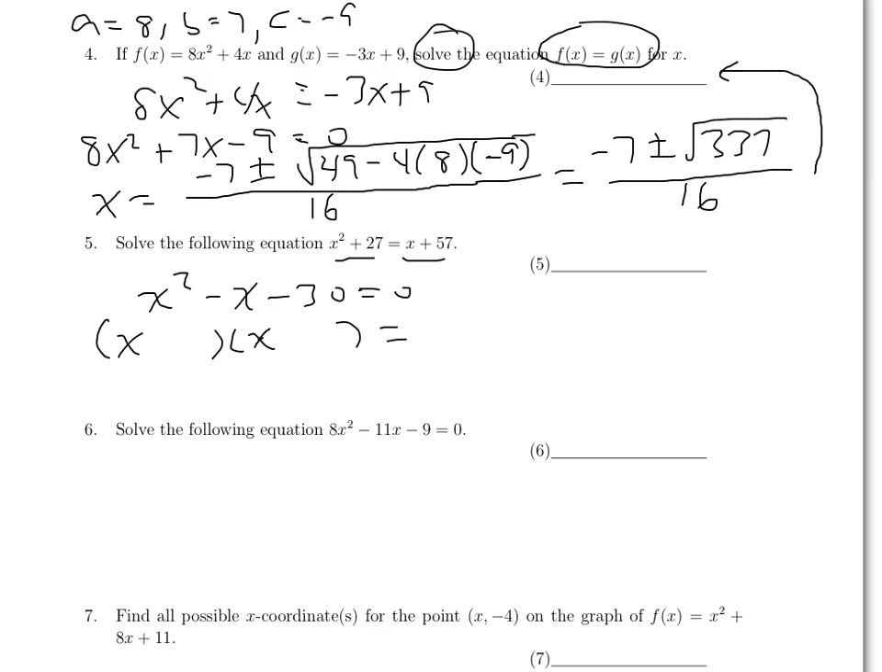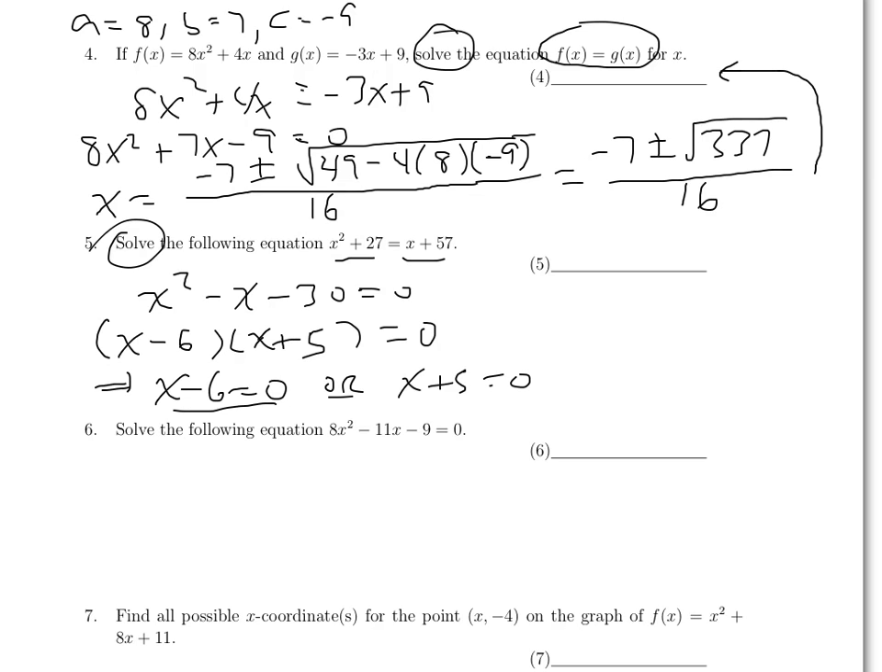Is this the same one on the other page? It might be. I think it's exactly the same one on the first page. But they're random, so you don't know that. But again, we don't have to start from scratch. I need a product of negative 30 and a sum of negative 1. So negative 6 and 5 will do that. So I conclude that x minus 6 is 0 or x plus 5 is 0. And so that means that x is 6, or x is negative 5. So my solution set is 6 and negative 5.